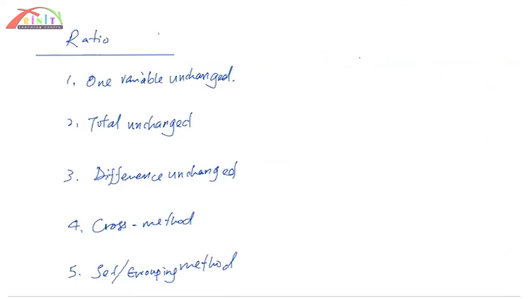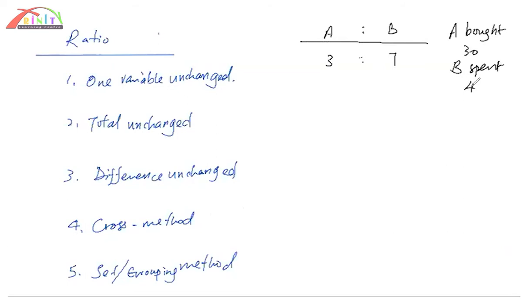Type number 4 is cross method. Cross method is different from the first 3 in what way? It goes like this. If I give you A is to B, and I give you a ratio, 3:7. And then I say to you that A bought another 30 and B spent, say, $40. Now, these two numbers are not the same.